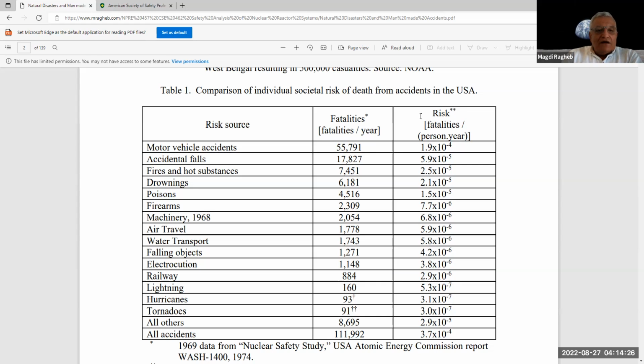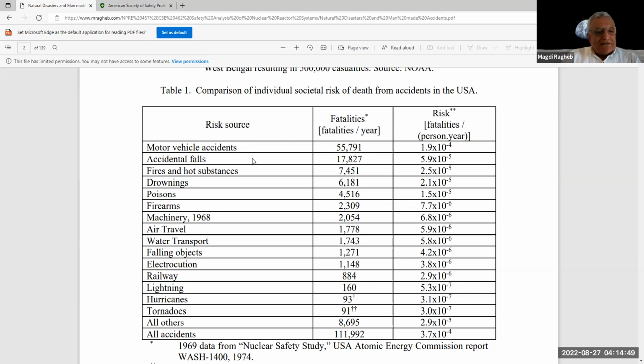By the way, interesting enough, the motor vehicle accidents were in the year 1969, 56,000 people. They didn't change much, but the interesting thing is that half of these accidents are due to driving under the influence, either of alcohol or drugs.